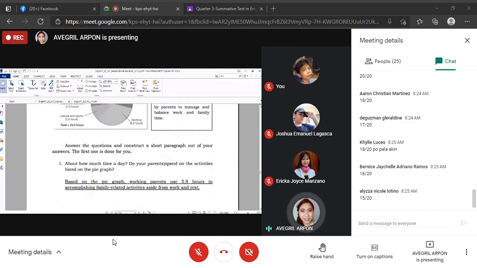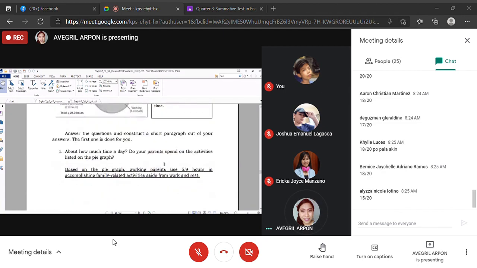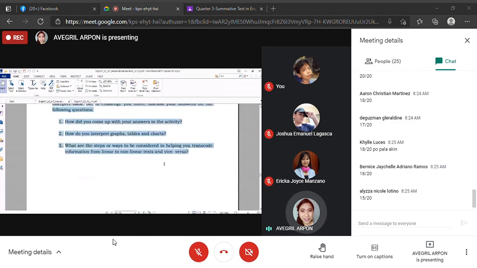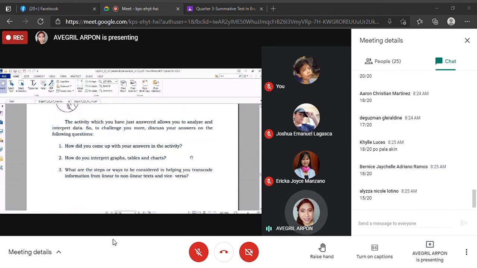So you can transcode the information through answering some questions or through linear text. Okay, so again, these are the questions given a while ago on the slides. The activity which you have just answered allows you to analyze and interpret data. So to challenge you more, discuss your answers on the following questions. First question is, how did you come up with your answers in the activity?